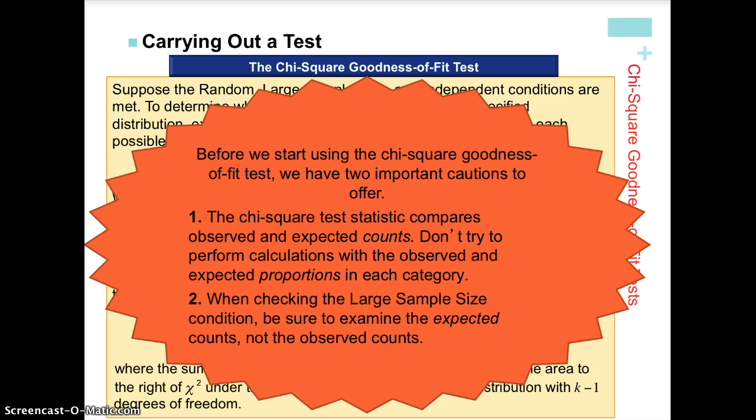Just a reminder that the chi-square test is based on the observed and expected counts. We're not going to do it with percentages or proportions at all. And again, when we're checking the large sample size condition, we're looking at the expected values. Those are the ones we calculate, not the ones in our sample.